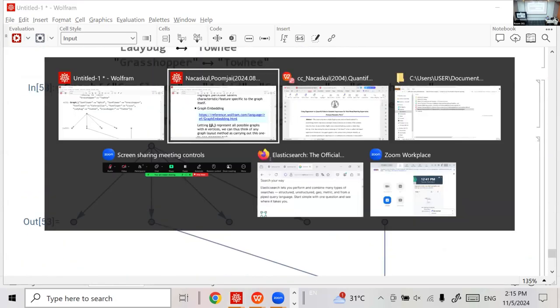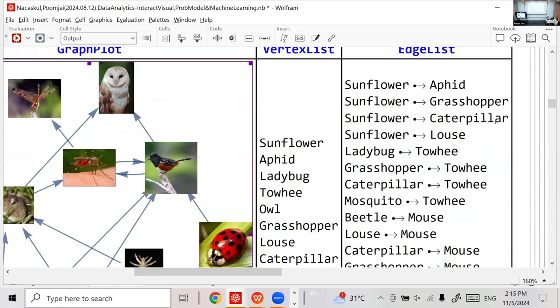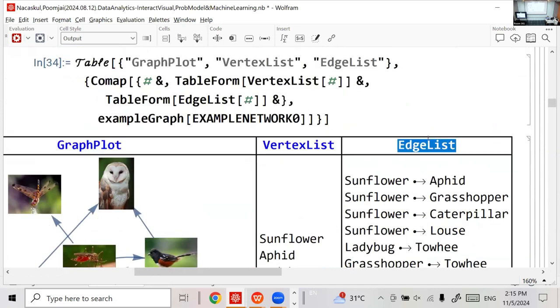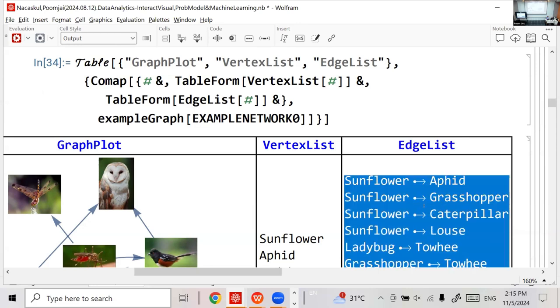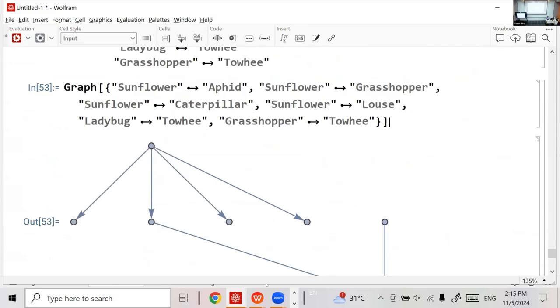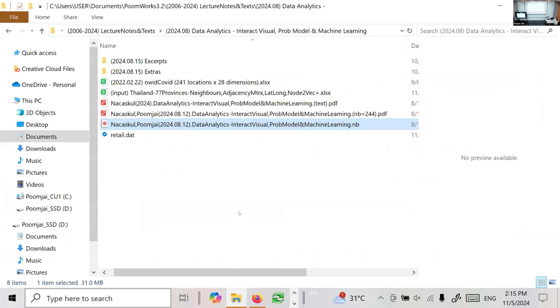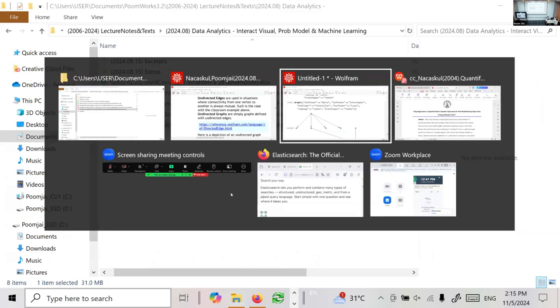In the example, the graph came first. Then I used the function called edge list to list the edges, right? But when you construct, you actually start from the list of edges. So that's why in your data, now as data, you can do this. Okay, you can make an example of your own.